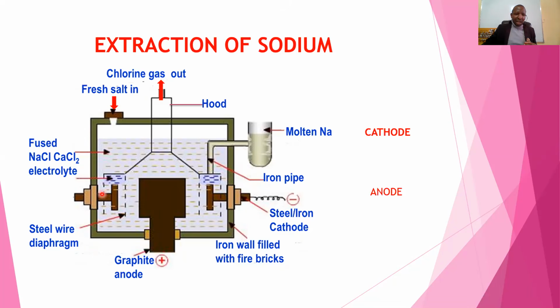Then from there, you can see we have the steel wire diaphragm. This is where we have the cathode. You can see the cathode is there. So with this being the cathode, the electric current is passed through here. Once the electric current is passed through, it is going to decompose the sodium chloride into sodium ions and chloride ions. The calcium chloride will also be decomposed to calcium ions and chloride ions. Then at the cathode, we are going to discharge sodium, at this particular point.